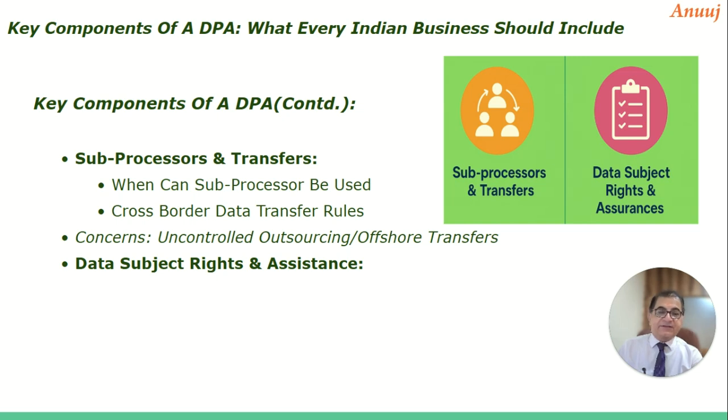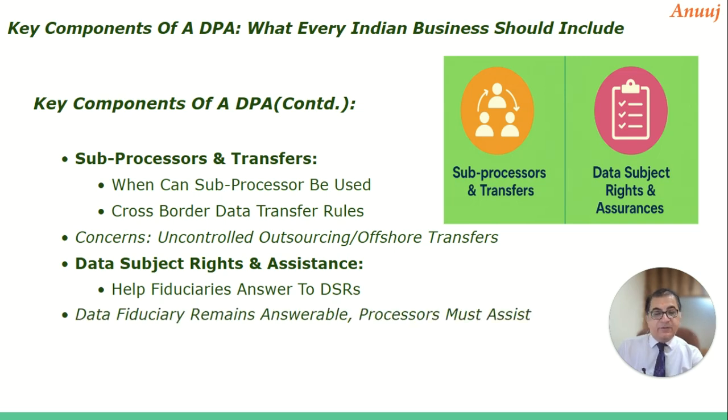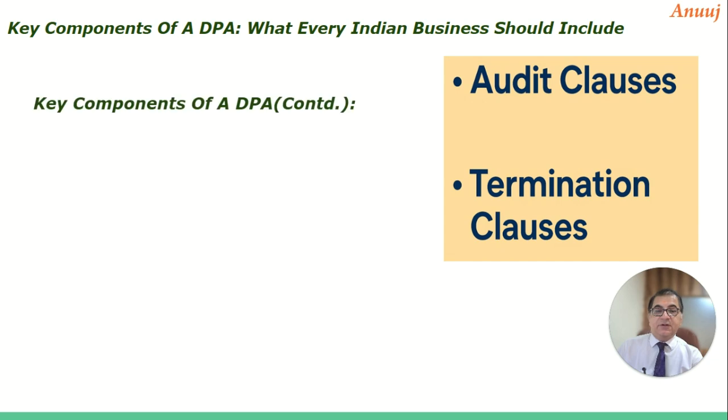Data subject rights and assurances. The most important part of privacy is the right of the user whose information is with you. So data subject rights are to be addressed by the fiduciary, and you as a processor are responsible for helping them answer this. Data fiduciary remains answerable, and the processor or the sub-processor must assist them. They are not competitors, right? They need to provide the information.